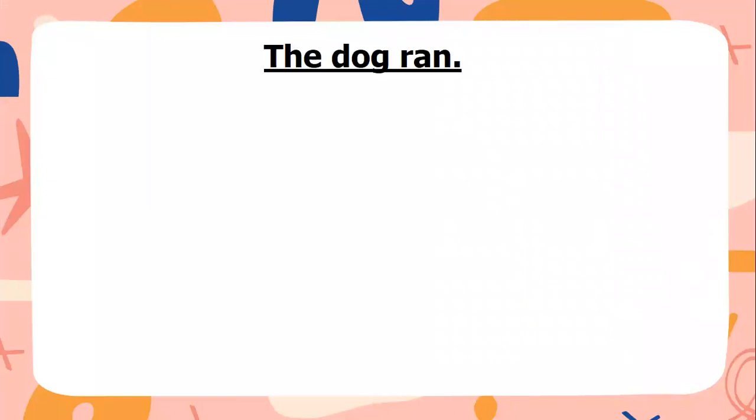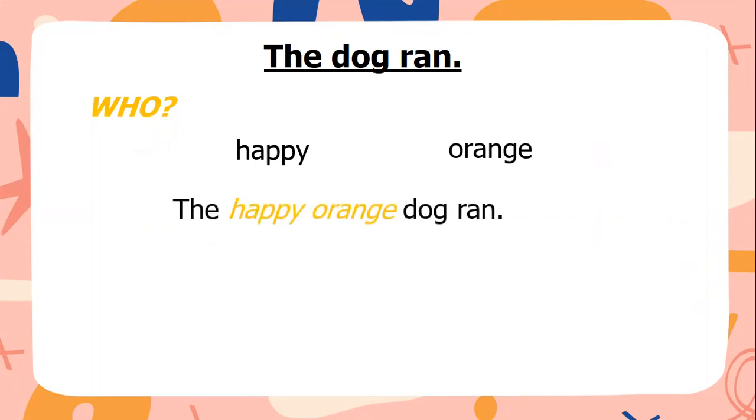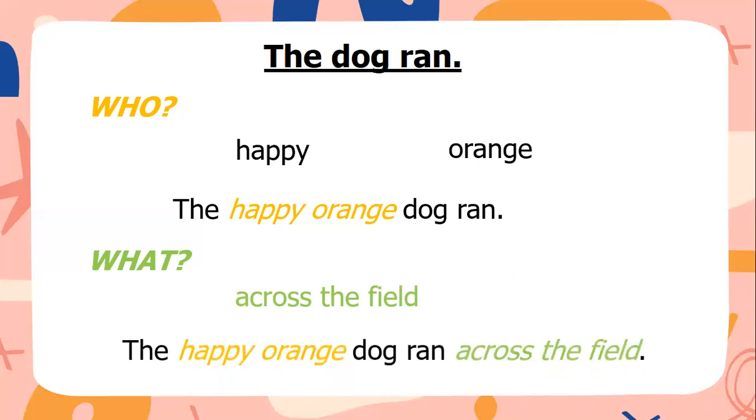The dog ran. The sentence is a little bit boring. So let's see if we can expand it a little bit. Let's start with who. So I have describing words, the happy and orange. Let's put this in front of the word dog to tell us more about the dog. The happy orange dog ran. Okay, but I think we can do better. What is he doing? We add across the field. So we have: the happy orange dog ran across the field.